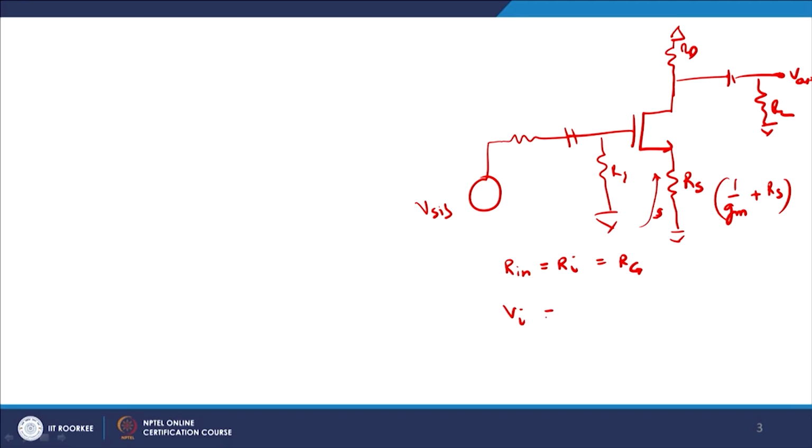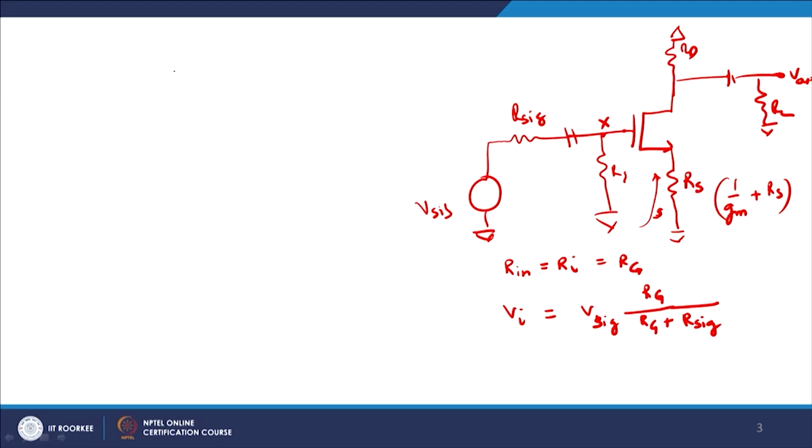Therefore, I get Vi, the input voltage at point x, equal to Vsig into Rg divided by Rg plus Rsig. So, Vi equals Vsig into Rg over (Rg plus Rsig). It is basically a potential divider network which you see.